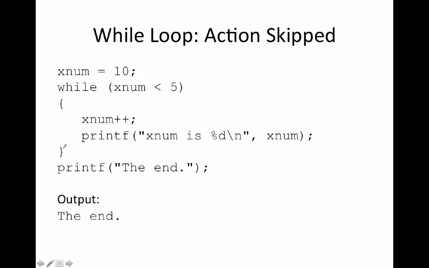Here's an example of a while loop in which the action is skipped entirely. So we start a variable xnum at 10. Okay, so we initialize xnum to have the value 10. And we say while xnum is less than 5, we're going to execute an action. Well, okay, 10 is not less than 5, so we don't execute that action at all. Instead, we just go down to the next statement, which prints the end. So again, with the while loop, since the condition is on the top, it's possible that the condition will be false the first time we evaluate it.